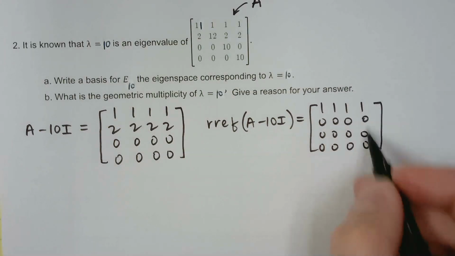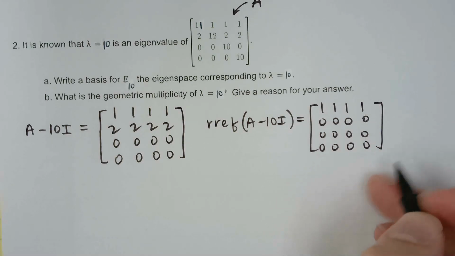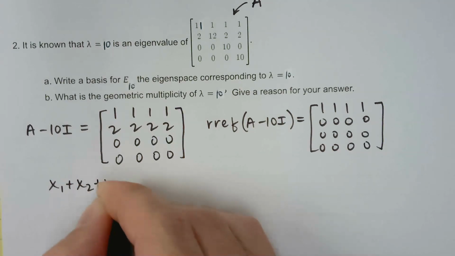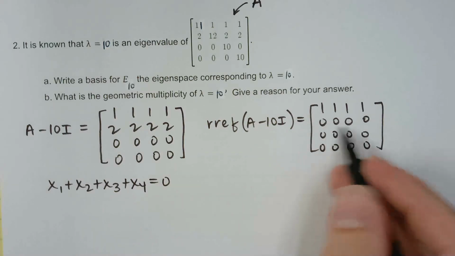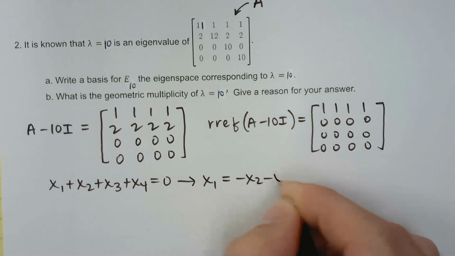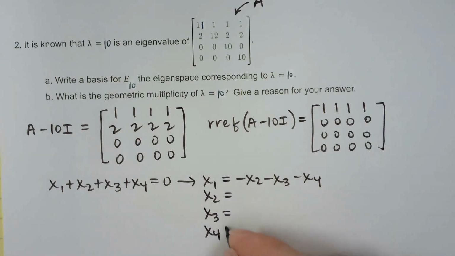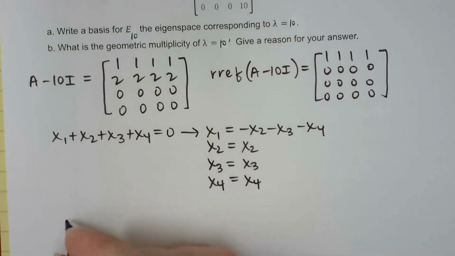So I'm going to be thinking about the homogeneous system, setting this equal to 0, 0, 0, 0. And that would be telling me that x1 plus x2 plus x3 plus x4 added together equals 0, and that's all it's telling me. So I'm going to solve for x1, and that's going to be negative x2 minus x3 minus x4. And that means that x2, x3, and x4 are free variables and able to be whatever they want to be.